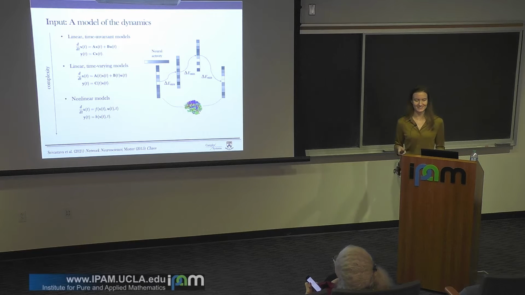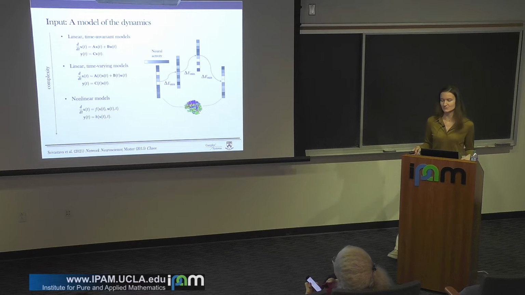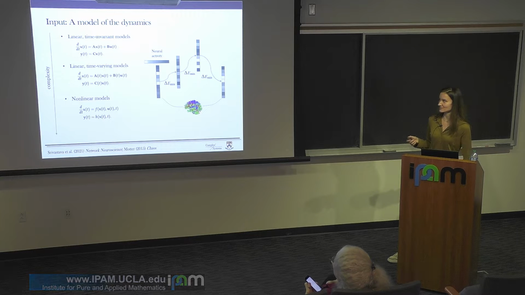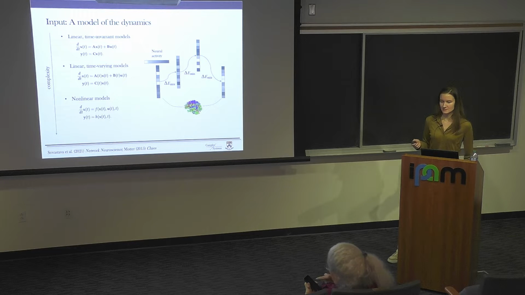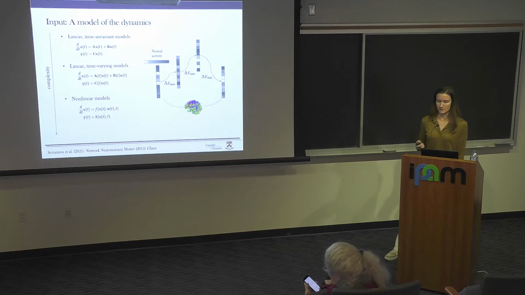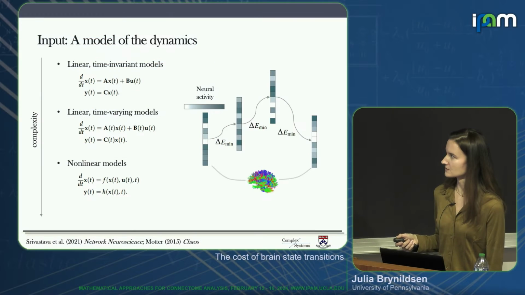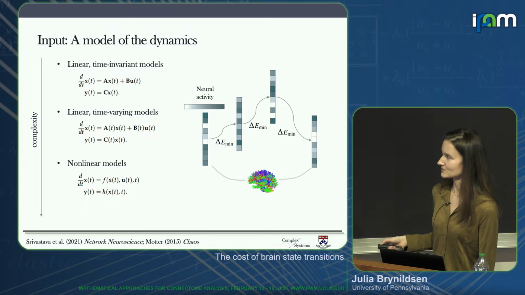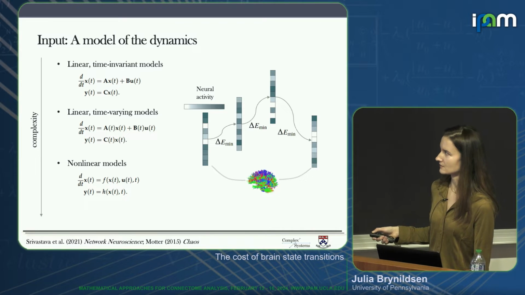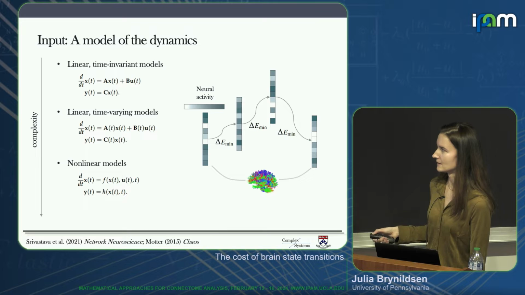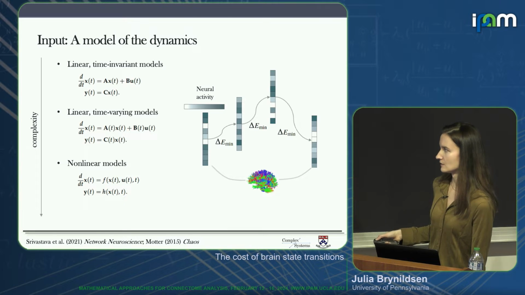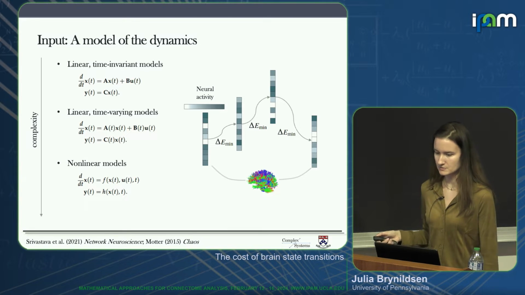So in addition to identifying brain states, we need a model that explains how we transition between them. A challenge here that's already been discussed a little bit in the meeting is to choose a model that accurately reflects neural dynamics but is simple enough to give us readily interpretable results. Here you can see, in order of lowest to highest complexity, we have linear time invariant models, followed by linear time varying models, followed by nonlinear models.